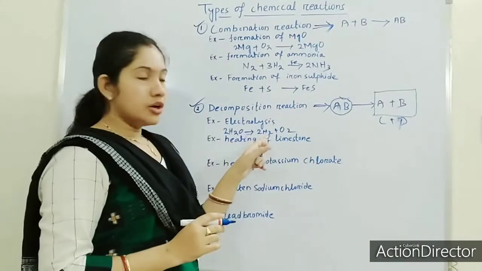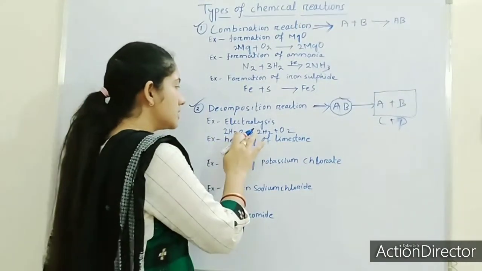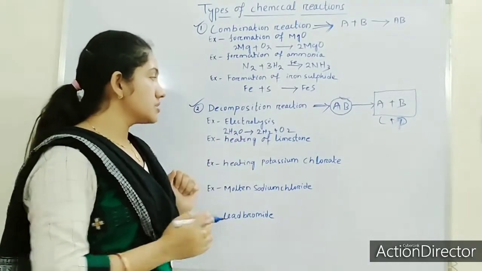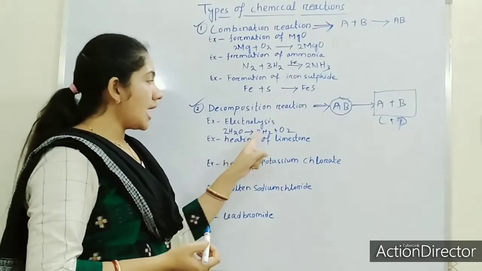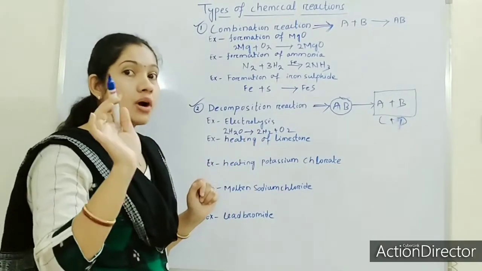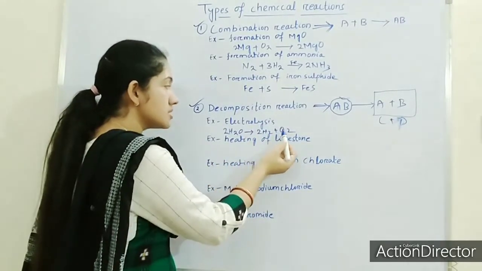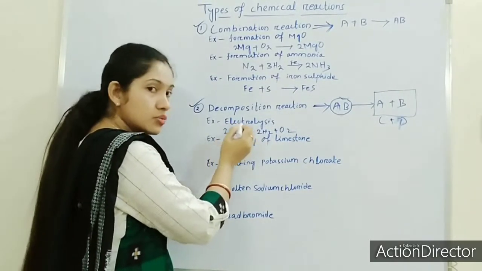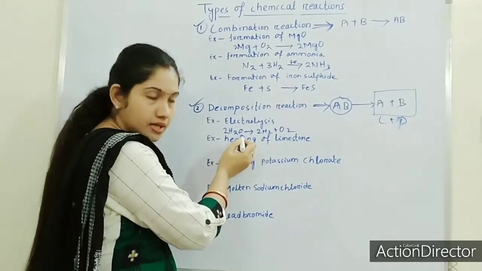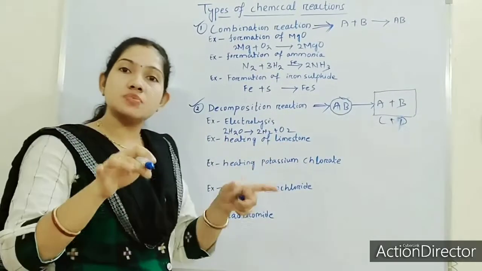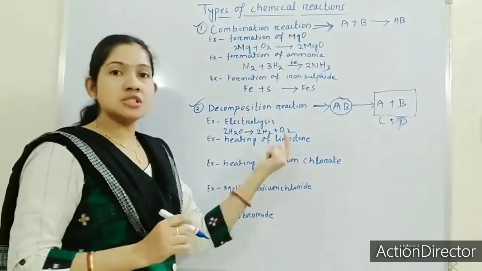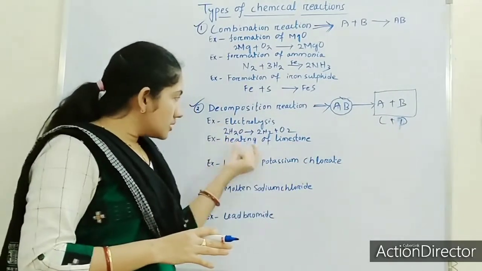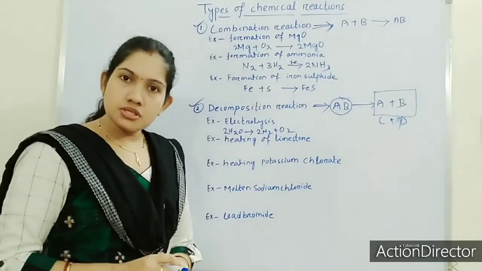Okay, when water is subjected to electricity, it splits and forms hydrogen and oxygen. Remember what I said? Hydrogen and oxygen are the elements of water only. So when water undergoes a decomposition reaction, it splits into its respective elements only. It will not split into sodium and chlorine. Got it? So this is about the decomposition reaction.